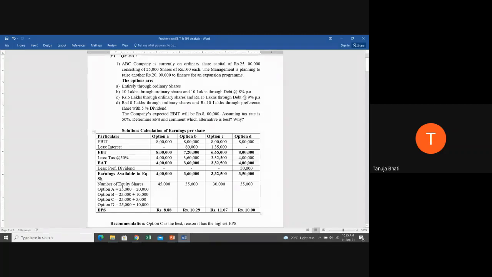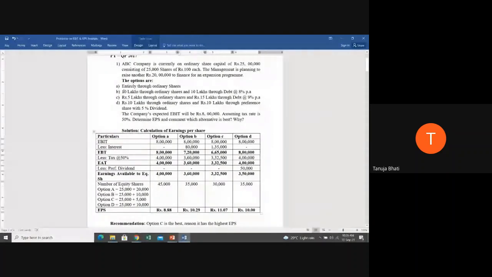So what is the total number of equity shares under option A? It is 20,000 here and 25,000 already old, which is there. So 25,000 plus 20,000 is 45,000. And how do you calculate EPS? It is 4 lakh divided by 45,000, that you got as 8.88 rupees, the EPS for option A. This format to calculate EPS will remain the same irrespective of the capital structure. Now let us move ahead to option B.